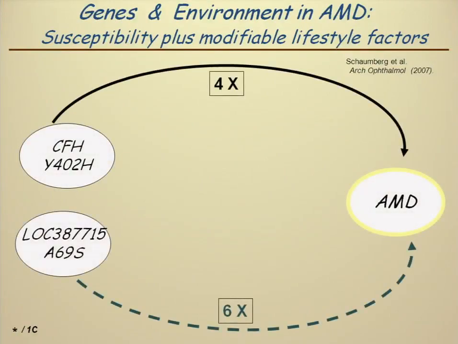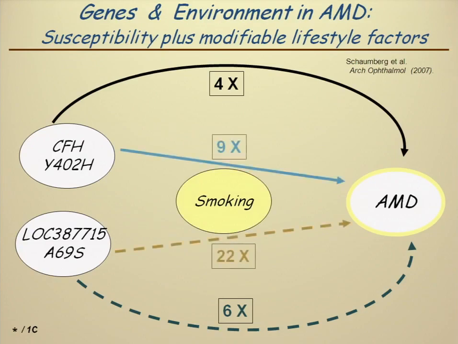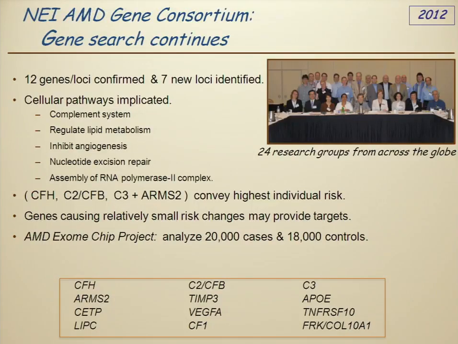But I don't want to imply, as some people think I do, that life is merely genetic. It's bad enough to have the complement factor H gene because that increases your risk of developing AMD fourfold over not having it, or sixfold for another AMD locus. But if you smoke, watch out. That fourfold goes to ninefold, and this sixfold goes to 22. So life is complicated, but a lot of what we deal with is genetic. So how do we find these genes? The first three kind of dropped in our lap.